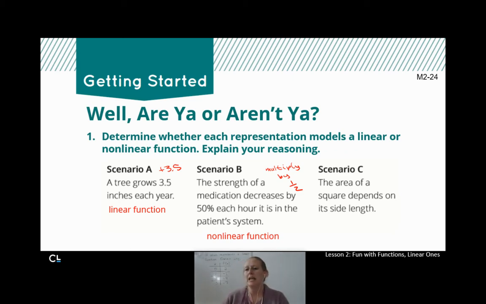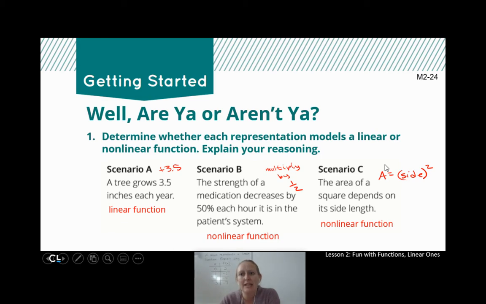Scenario C, the area of a square depends on its side length. You guys know that. You find the area of a square by multiplying side times side. So if the area of a square is, I'm going to say side squared, side times side, because I'm running out of space to write. Wait a minute. I'm multiplying the side times itself. The very fact that I'm multiplying says that's not an arithmetic sequence. That's not a linear function.